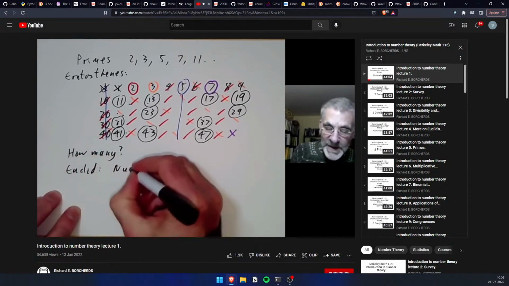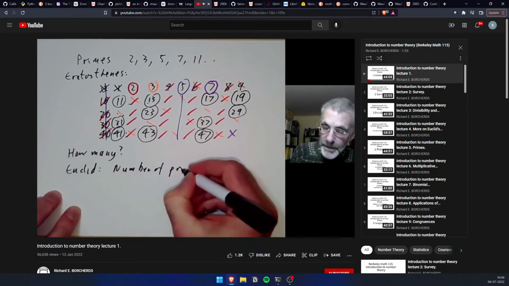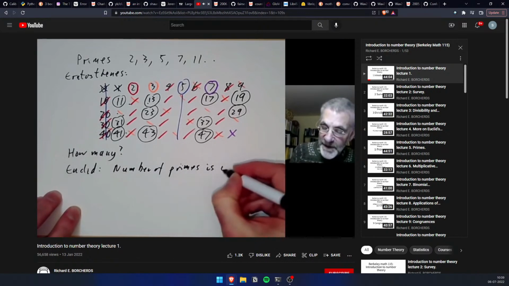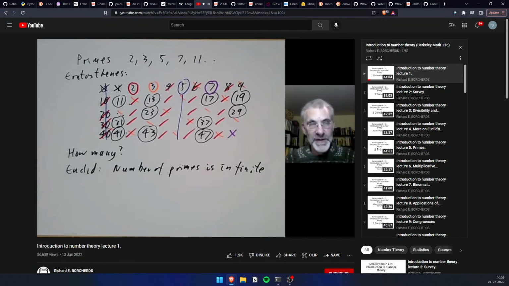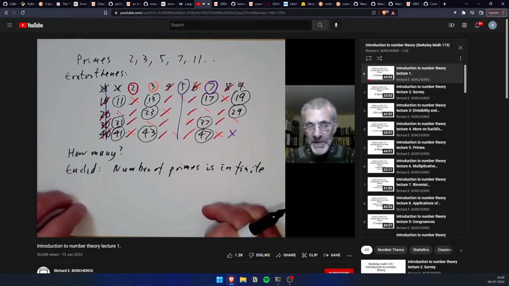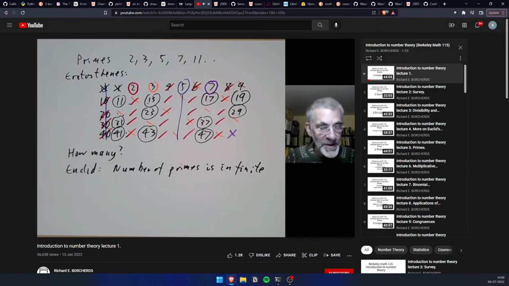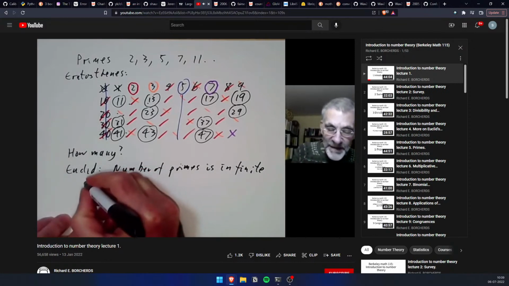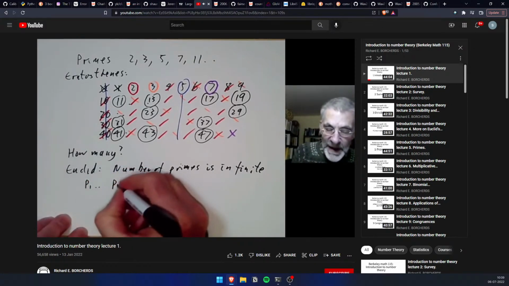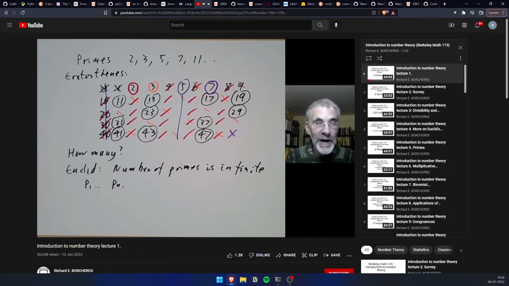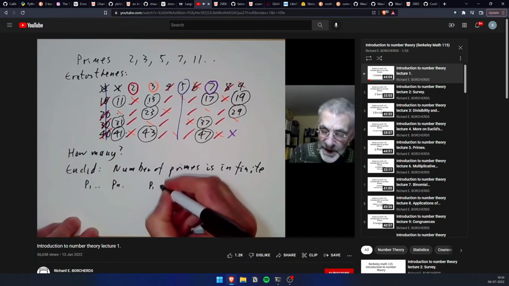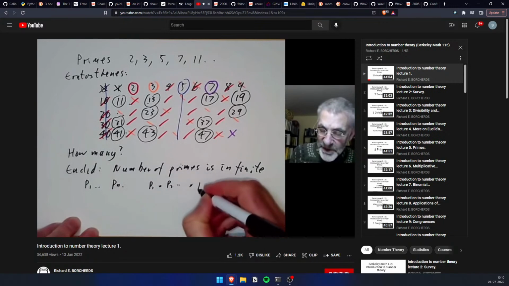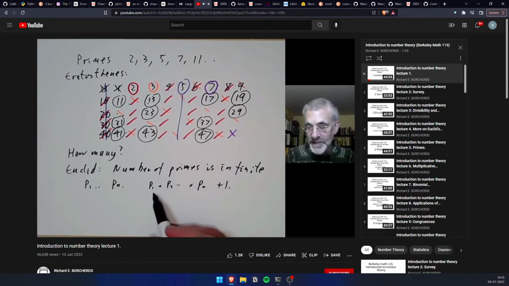The number of primes is infinite. Well, actually, Euclid didn't say the number of primes is infinite, because the Greeks didn't really like the concept of infinity. What Euclid actually said is something equivalent. He said that if you take any finite set of primes p1 up to pn, you can find another prime not in this set. And what he did was he took the product p1 times p2 and so on up to times pn, and you add 1 to it.